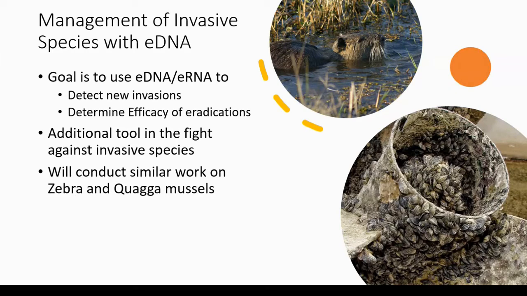And so, like I said, the goal is to use both eDNA and eRNA to detect not only new invasions, but the efficacy of eradications. This is just one more tool in the fight against invasive species. We also have similar work that we are looking to conduct pretty soon on zebra and quagga mussels, with the same kind of technology, looking at eDNA and eRNA with Sherlock.